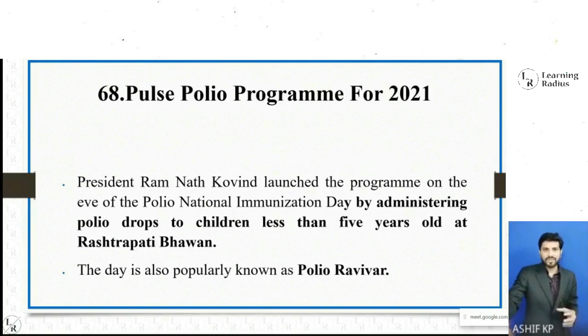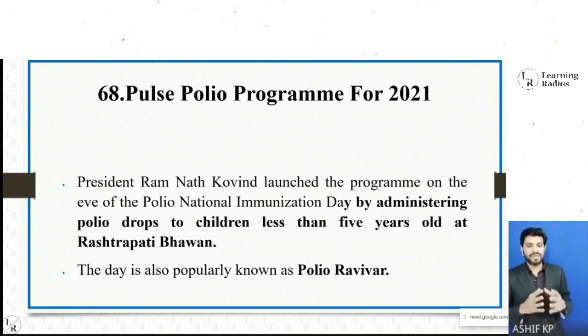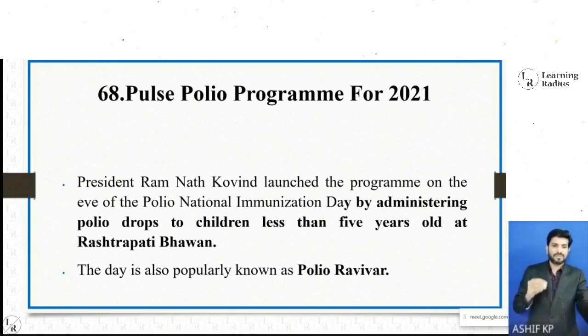Next topic is related to the Pulse Polio program for 2021. President Ramnath Kovind launched the program on the eve of the Polio National Immunization Day by administering polio drops to children less than 5 years old at Rashtrapati Bhavan. The day is also popularly known as Polio Ravivar. This was a basic discussion.